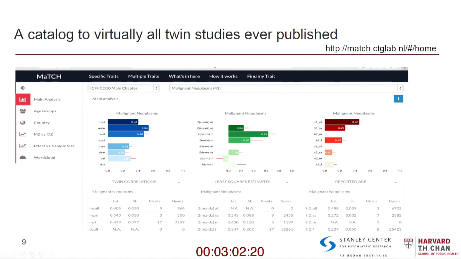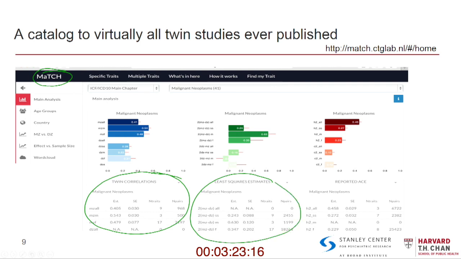Luckily, to date, the heritability based on twin studies has been beautifully compiled in a website called Match. You may simply go to this website, pick your favorite trait or disease of interest, and you can take a look at the heritability from these estimates, from the twin and from other methods in estimating the heritability. You don't really need to do it yourself because people have done it for you.